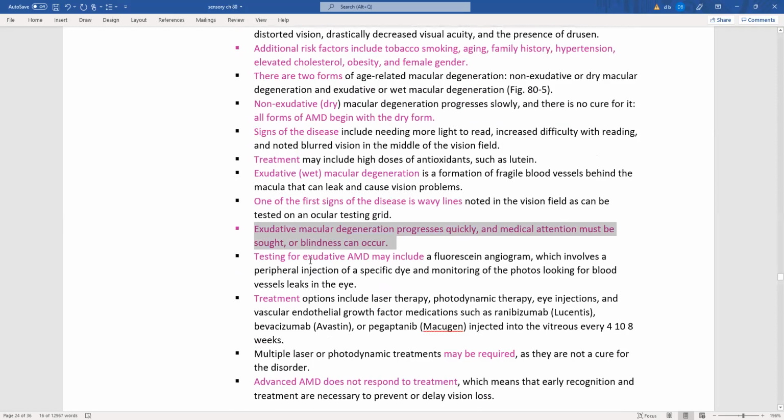Testing for exudative AMD may include a fluorescein angiogram. What I told y'all about the angiogram is that it involves dye and blood vessels, which involves a peripheral injection of a specific dye, and monitoring of the photos, looking for blood vessels leaking into the eye.